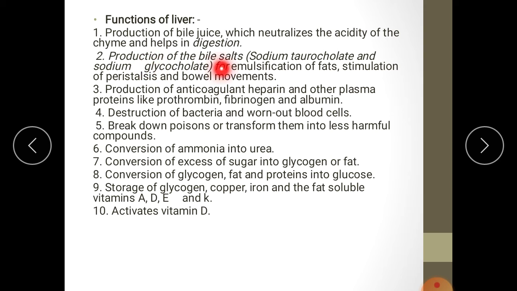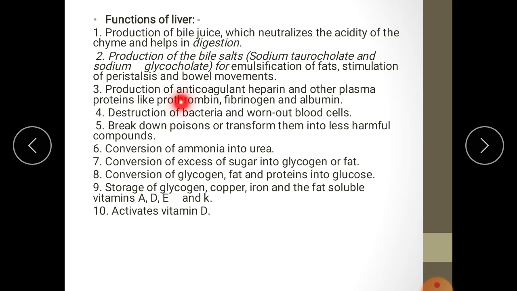So production of the bile salts. Sodium taurocholate and sodium glycocholate are the bile salts. These bile salts are essential for the emulsification of fats. Fat droplets or globules are broken down into very small droplets of fat, which are essential for their complete digestion. So emulsification of fat is done by the salts present in bile. Stimulation of peristalsis and bowel movements is also caused by these two salts.